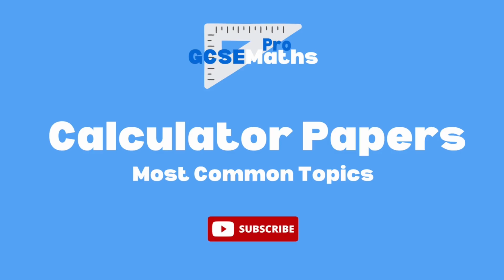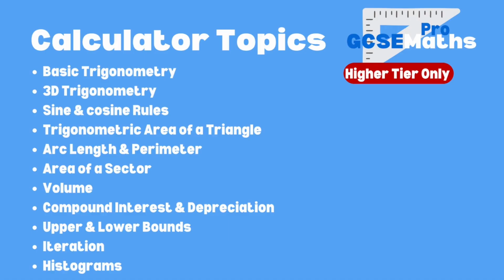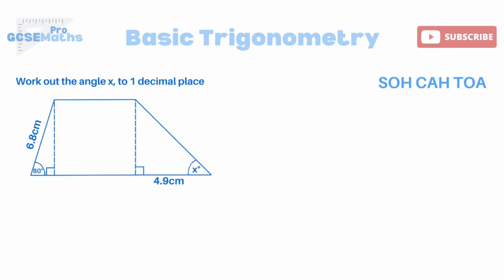In today's video, we'll be looking at some of the most common calculator topics for papers 2 and 3. As you can see, here is the list that we will be going through, and it's specifically for higher tier students. So the first thing to make sure that you're happy with is just basic trigonometry. This could also include Pythagoras or just SOHCAHTOA.